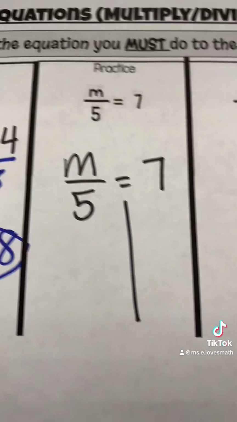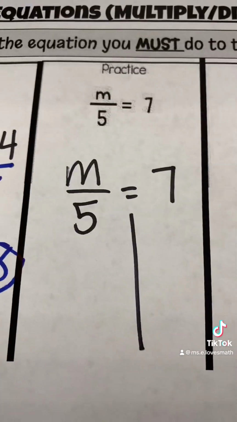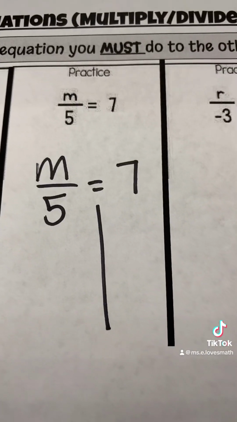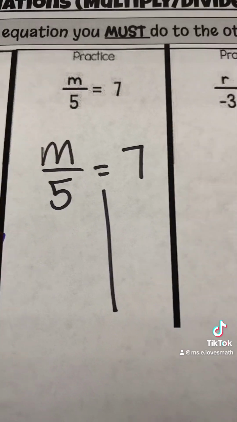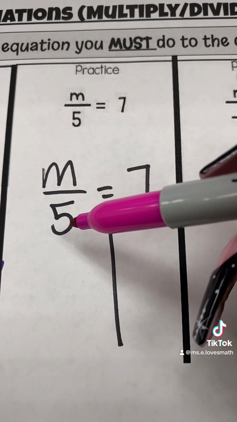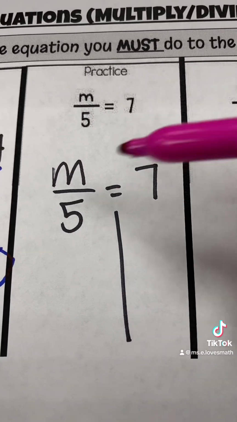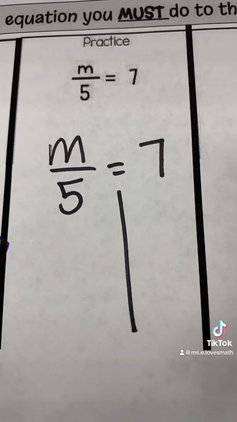Our next example is m over 5 equals 7. I've already located our equal sign. Now we need to decide if this is multiplying or dividing. Well, a fraction bar means to divide. So right now we have m being divided by 5. The opposite, or inverse, of dividing by 5 is to multiply by 5.